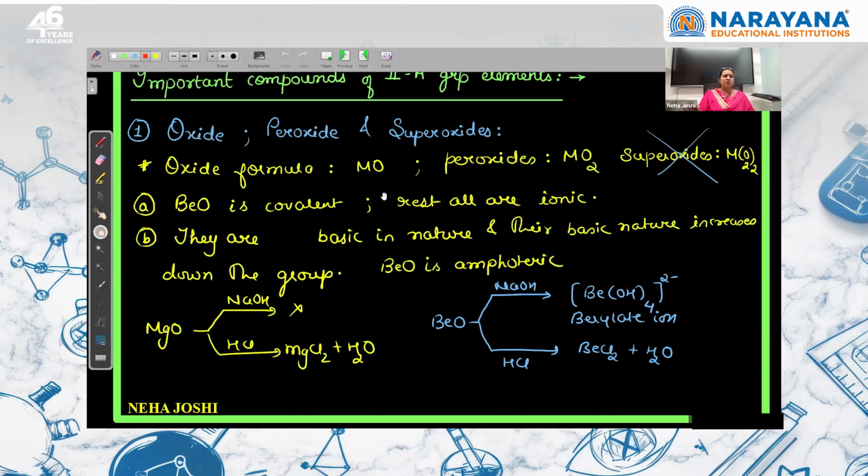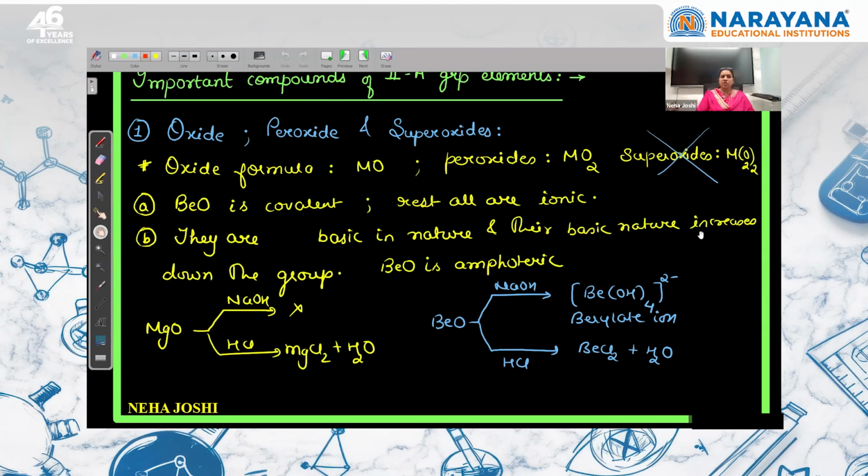Beryllium and magnesium will form only oxide. Small size, that is why. The formula is BeO for beryllium, MgO for magnesium. BeO is covalent, the rest are all ionic.